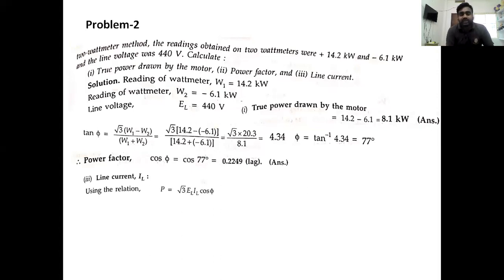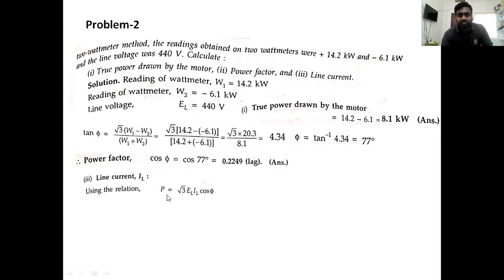How to calculate line current IL? We will use this relation: P is equal to root 3 into VL IL cos phi. In most of the derivations and numerical analysis, we derived the power expression P is equal to root 3 into VL IL cos phi. Just for nomenclature purposes, I am substituting VL in the sense of EL. So what is the value of line current from this?